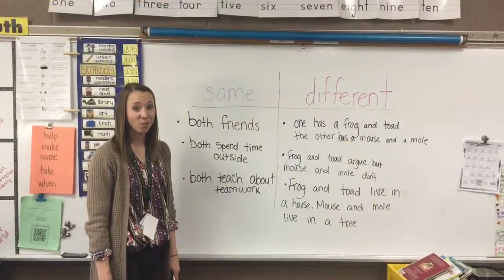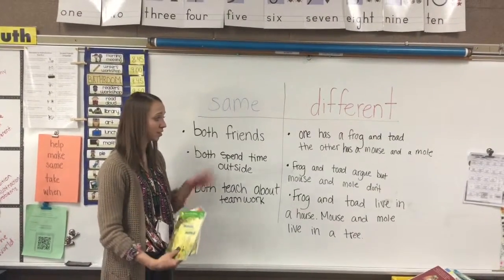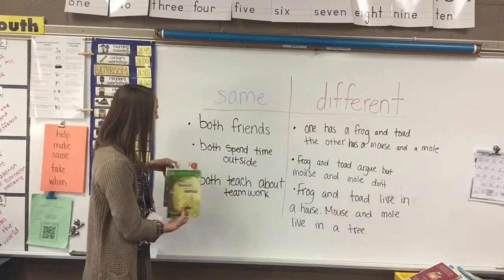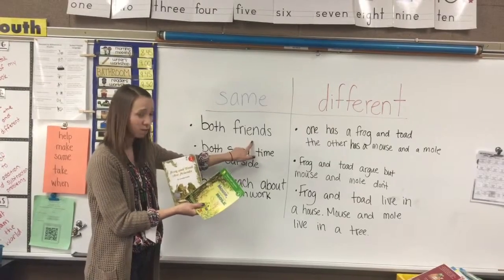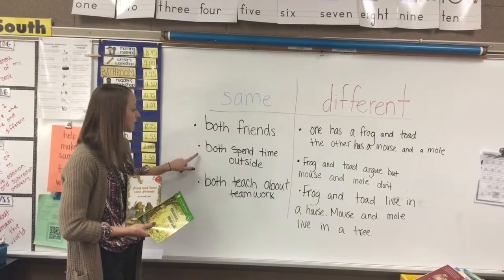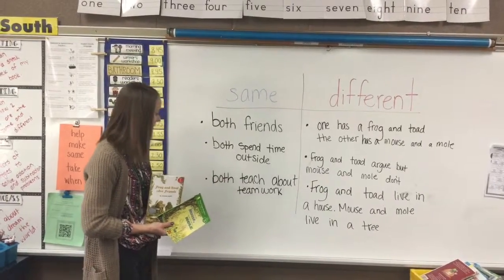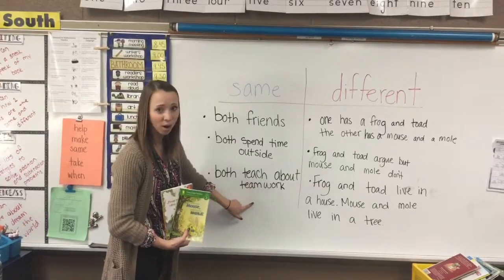All right, readers, we heard a lot of good ideas about how they are the same and different. These are some of the things that we heard. You said that both books are the same because they both have friends in them. Both characters are friends. They are the same because both spend time outside. These books are the same because they both teach about teamwork.